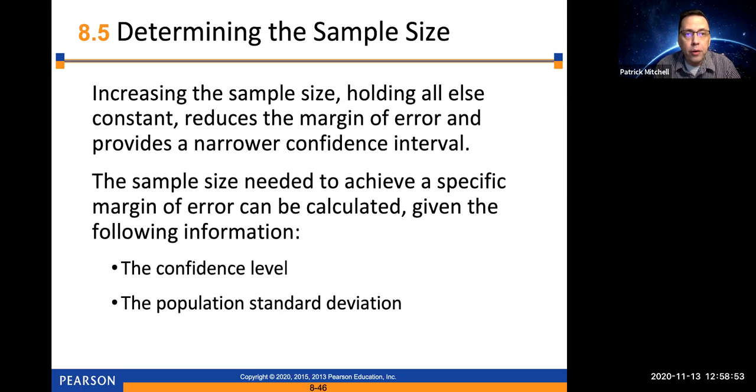Today, we're going to finish up chapter 5, or chapter 8, I'm sorry, by looking at determining the sample size. Increasing the sample size, holding all else constant, reduces the margin of error and produces a narrower confidence interval. The sample size needed to achieve a specific margin of error can be calculated given the following information: the confidence level and the population standard deviation.